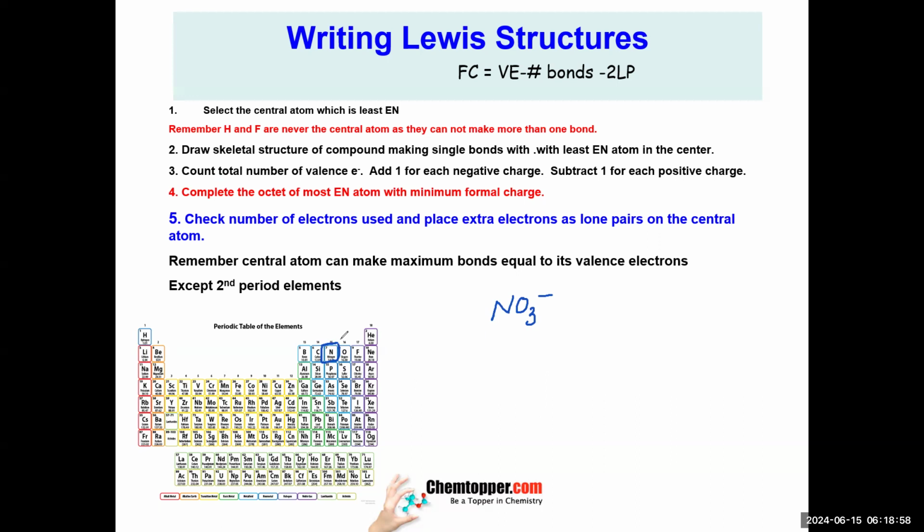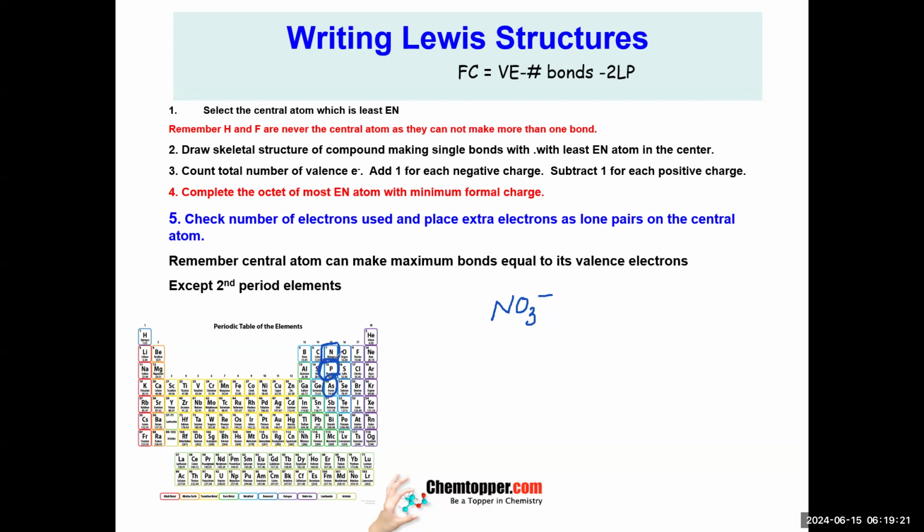Only 4. If it is making 5, I know its valence electrons are 5. But if it is making 5 bonds, then electrons will be 10. So Amodita is right. Maximum it can make 4 bonds only, not more than 4. Okay? Because making 5 bonds means 10 electrons. P can make 5 bonds.